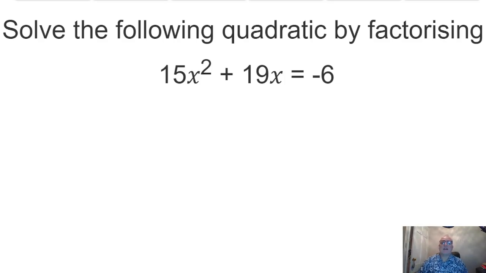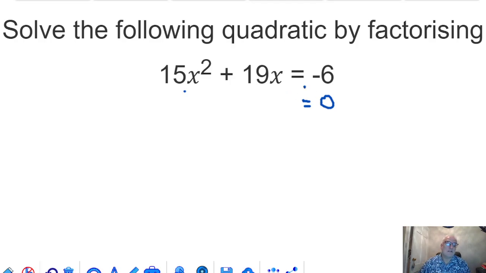Okay, so sometimes you may get a quadratic similar to this where you need to rearrange it first before we can do any factorisation with it. So we need it to equal 0, so we need to get rid of that 6. The only way I can get rid of that 6 and make it 0 is to add 6 to both sides. Okay, so because we haven't got a constant term on the left, we're just going to add that in. 15x squared plus 19x plus 6 equals 0.